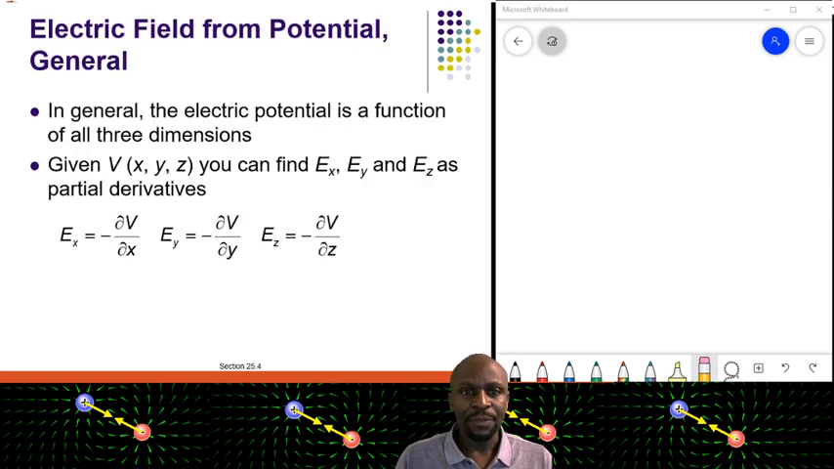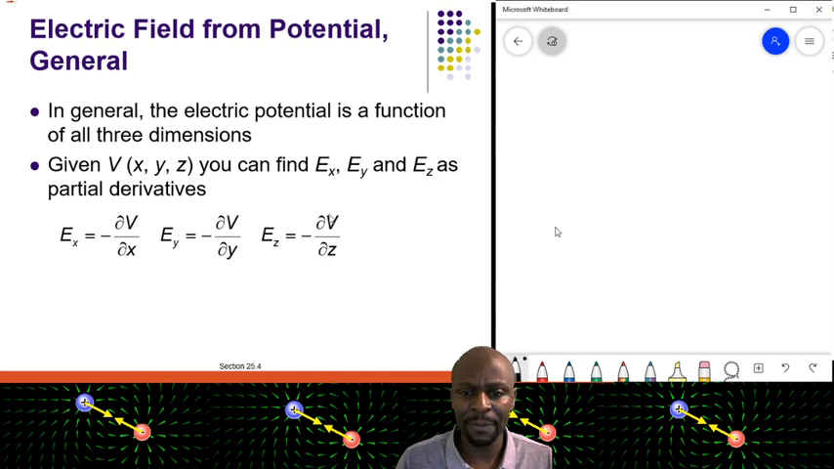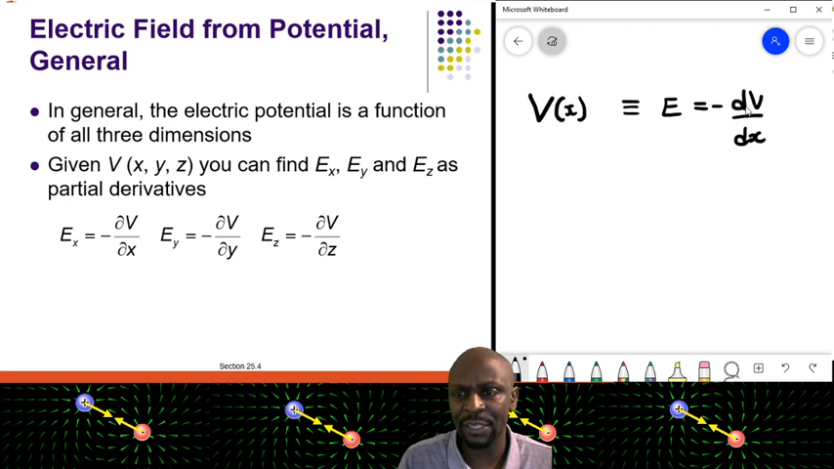Right. Now, in general, when we define the electric field in terms of the gradient of the potential, suppose that the electric potential is a function of all three dimensions, x, y and z. If the potential is just a function of x, it only depends on x, it means that the electric field can just be written as the negative of dV divided by dx. This is the ordinary derivative. It's d because it only depends on x.